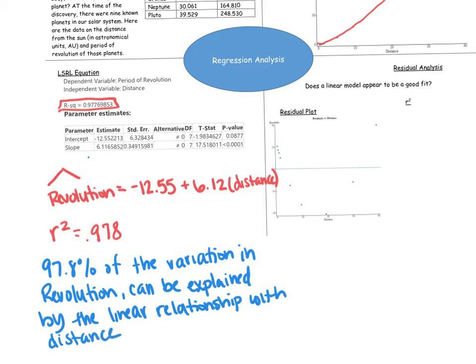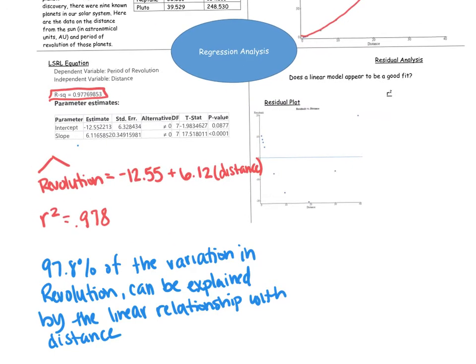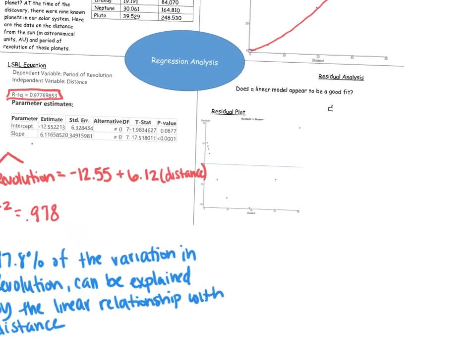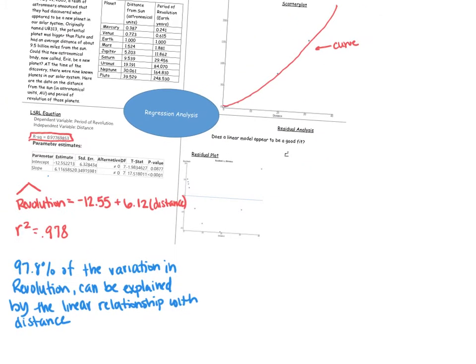Now we want to look at the actual residual plot next. I know what the scatter plot looks like, and I have an idea that because of that curve, the residual plot is probably going to have a pattern in it. When I look at the residual plot, which is what I have here next, it definitely has a pattern. It's a curved pattern. Because of that pattern, a linear model is not a good fit.